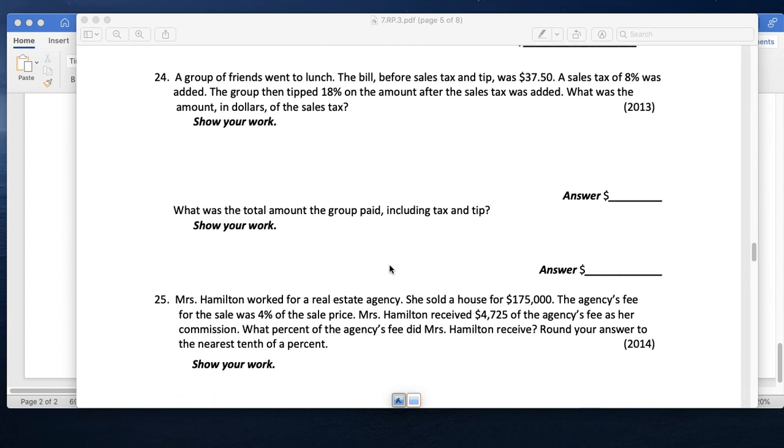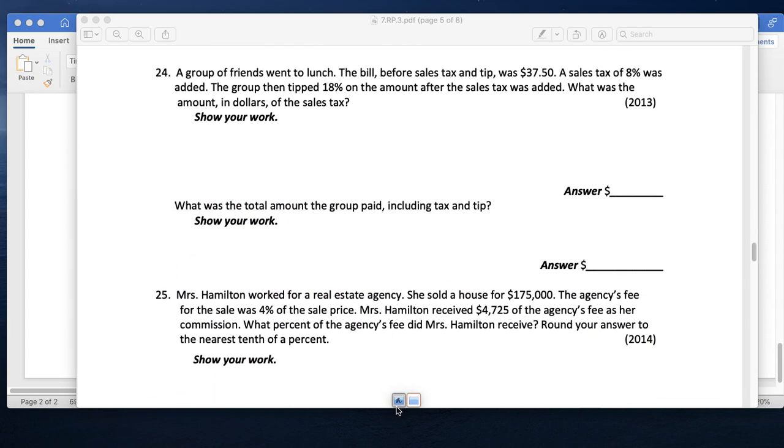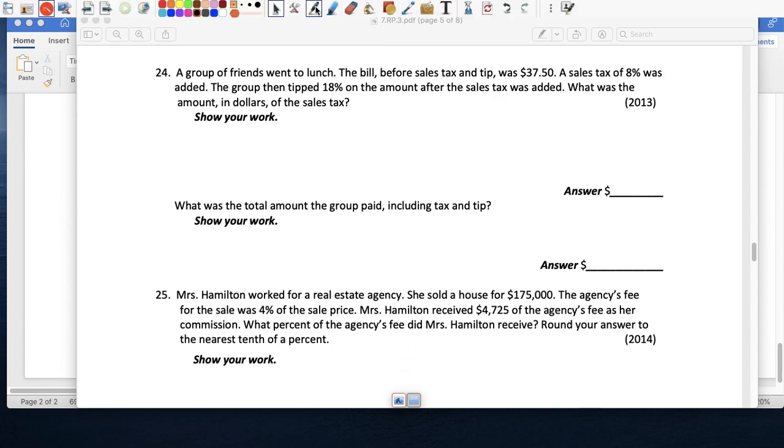24. Lunch. Now the group tip. So here, I understand why they do it. The group tip 18% of the amount after the sales tax. Okay, so what was the amount in dollars of the sales tax?